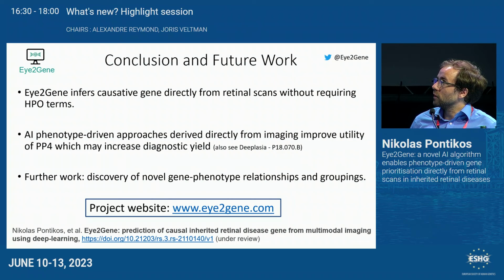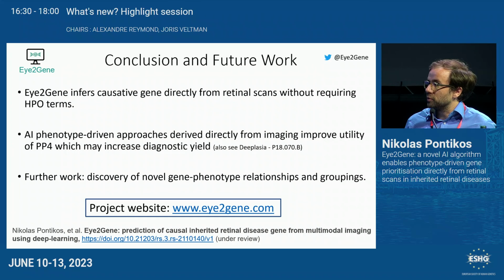There's a poster that you can have a look at, and as I touched upon, it would be really interesting to use this AI approach to see if we can identify novel gene phenotype relationships and groupings. I was talking with Alfredo de Barra about this, and whether we could identify, for example, spliceopathy genes in that way. If you want to learn more about the project, you can go and check the project website and read the preprint.